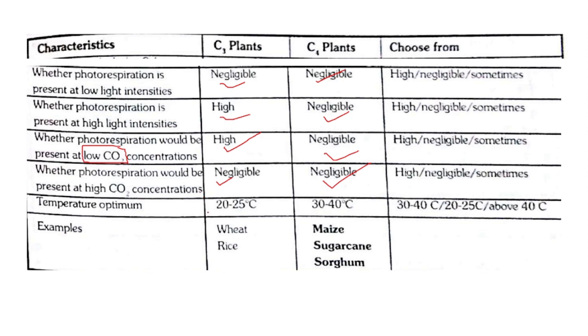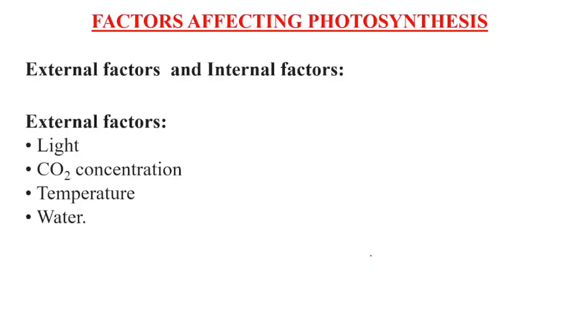Whether photorespiration would be present at high CO2 concentration? Negligible. At what temperature should it work? 20 to 25 degrees is the optimum for C3, and 30 to 40 degrees, a higher temperature, for C4. The examples are wheat, rice, and most of the dicots. Here we have most of the monocots involved in C4 plants: maize, sugarcane, sorghum, and many other monocot plants. So this is the table that you are going to complete if you have well understood the differences between C3 and C4 plants.